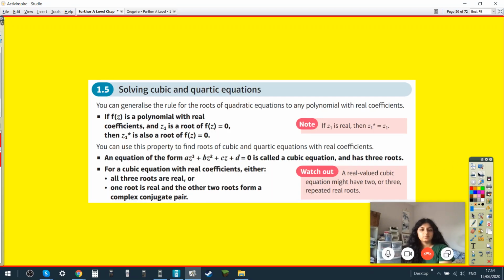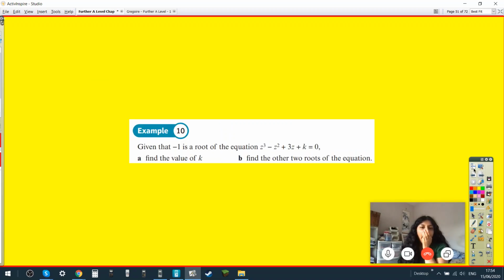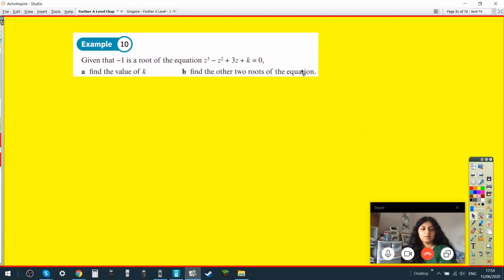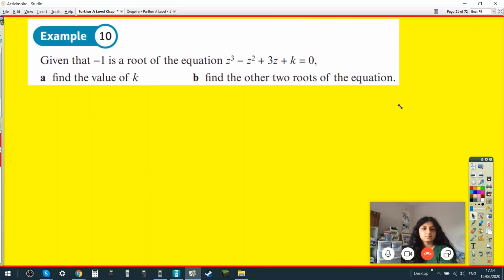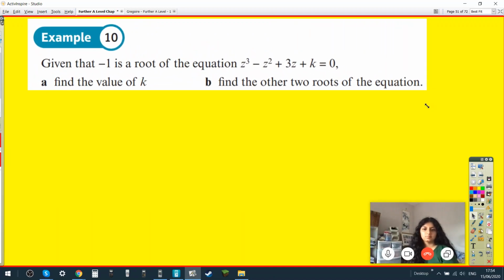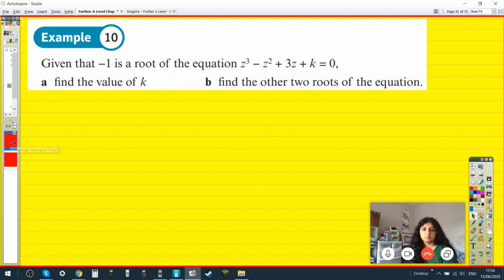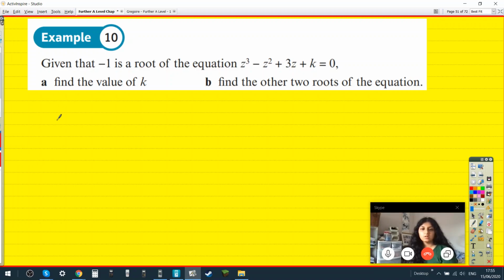Let's see. Solving cubic and quartic. I have no clue how to do this. Oh, it's a bit different. Given that -1 is a root, find the value of k. Oh, you can just use factor theorem for that. If -1 is a root, then if you substitute -1, it has to equal 0. Wouldn't it?